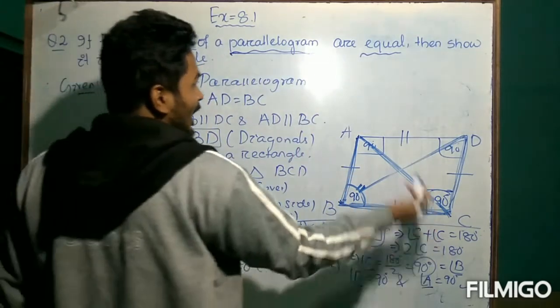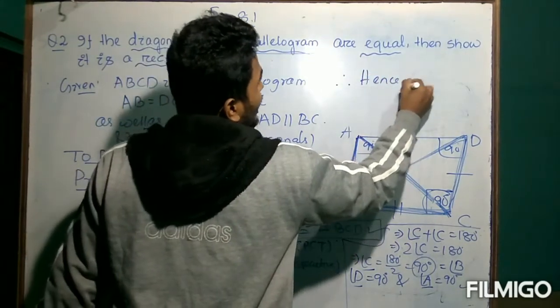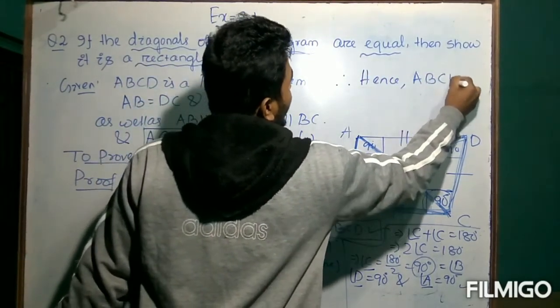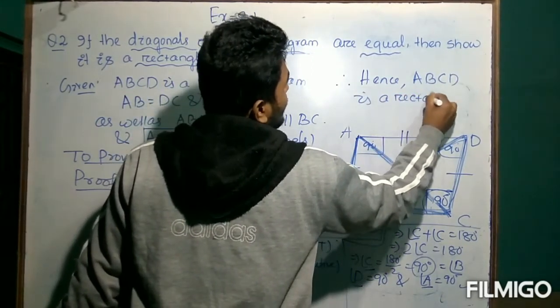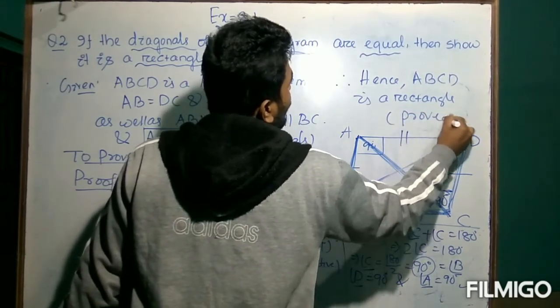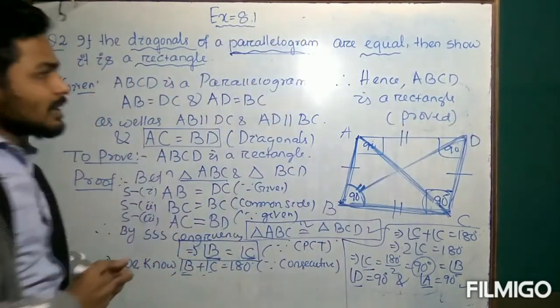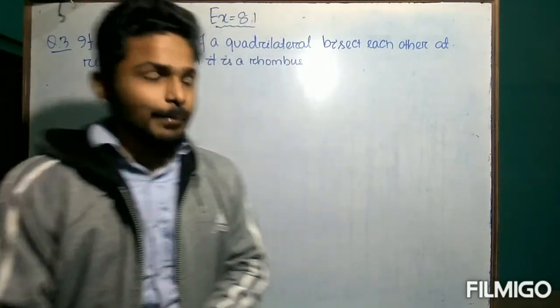Clear? So finally we can write, yes, now we have proved. Hence, ABCD is a what? ABCD is a rectangle. It is a rectangle and it is proved. Okay? You understand this? So let's move to question number 3.